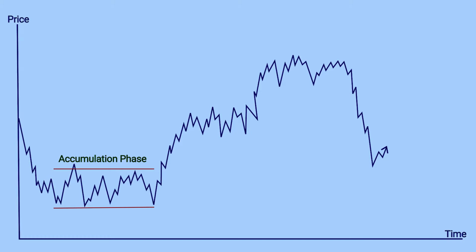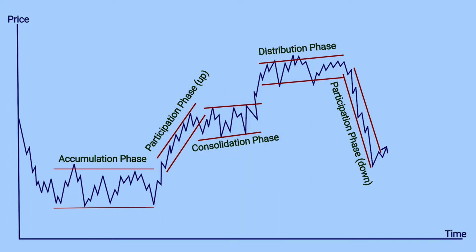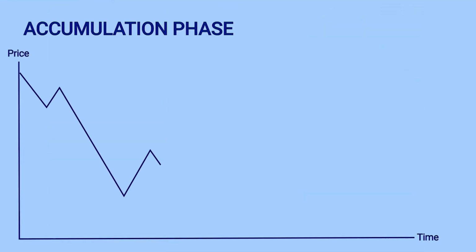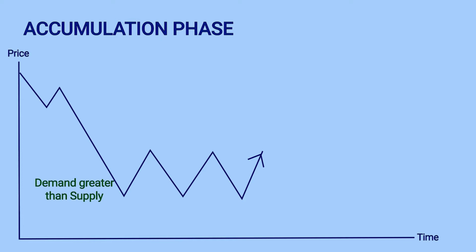We have studied in Dow Theory that in the market there are three phases: the accumulation phase, the market participation phase, and then the distribution phase. Apart from that, there is the consolidation phase. Now let us understand them a little deeply. What is an accumulation phase? After a down move, there is a certain point when the selling pressure comes down and there is buying pressure in the market. So the buyers and sellers are in equilibrium.